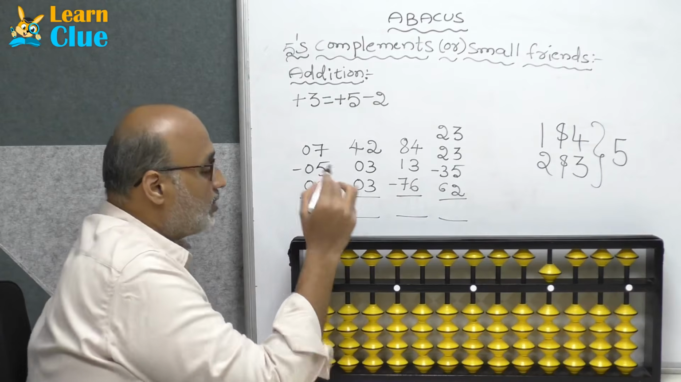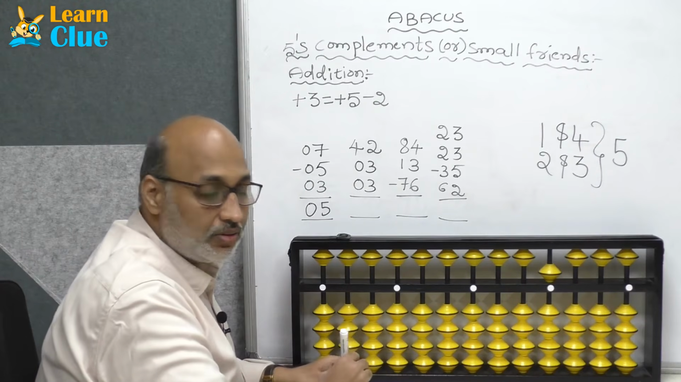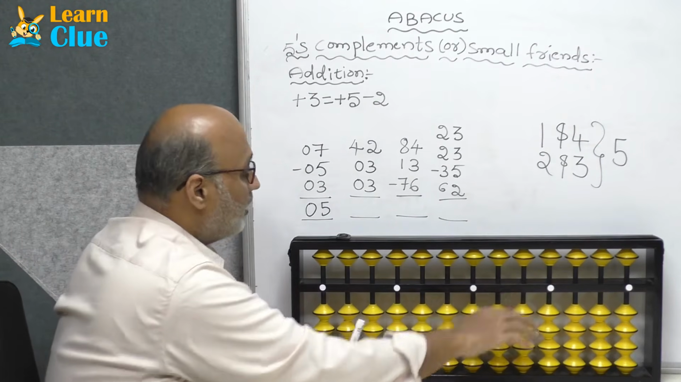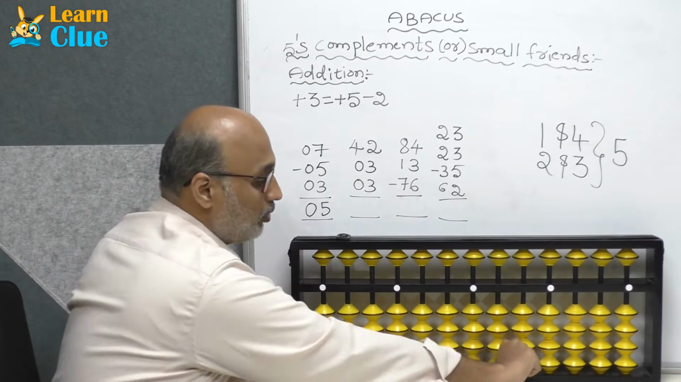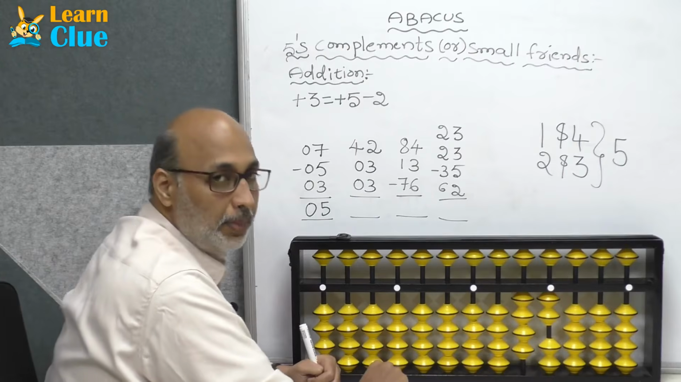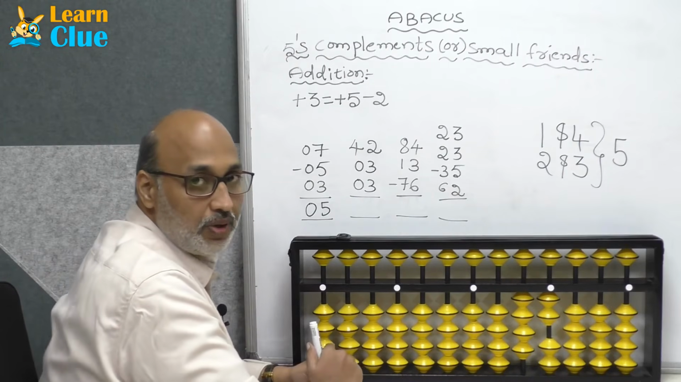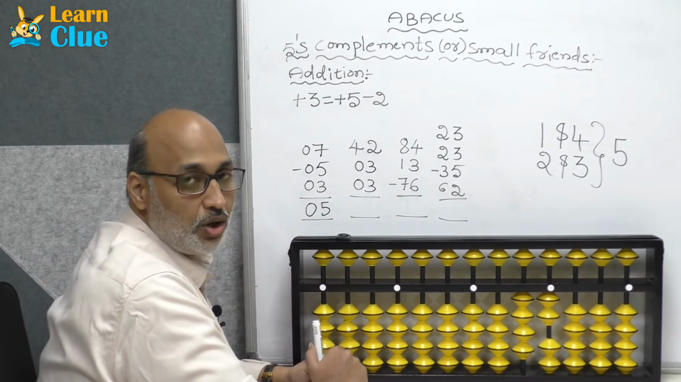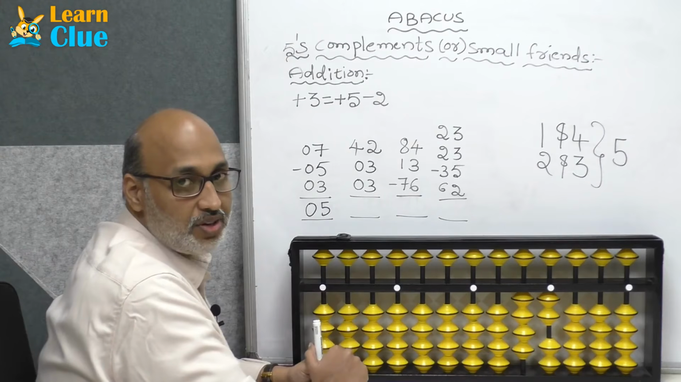Answer is 5. Okay. Next problem. 42. We have to place 40 first. 2 next. 42. Plus 3. Here also the same. We are facing a problem in addition of 3. Who is the friend of 3?